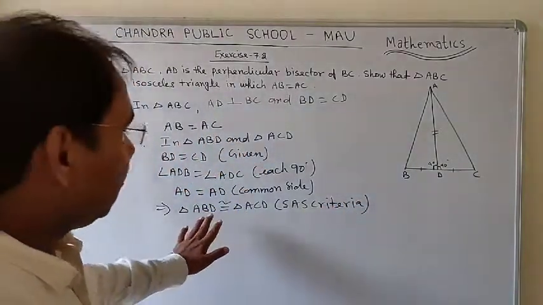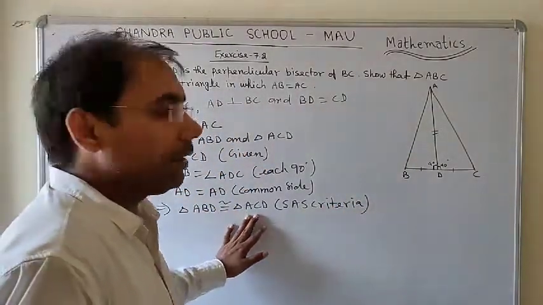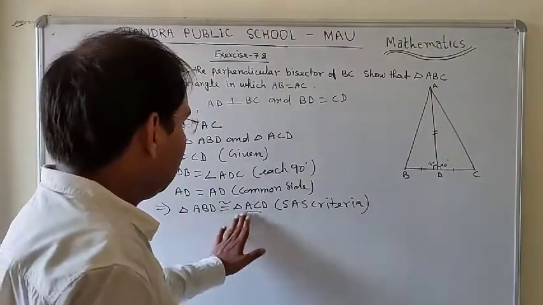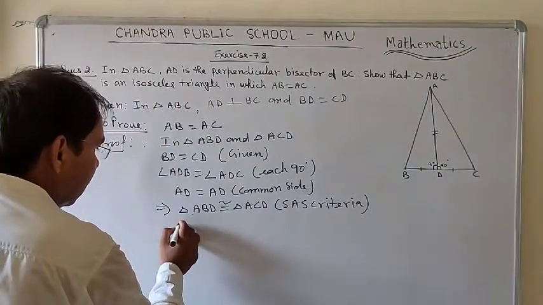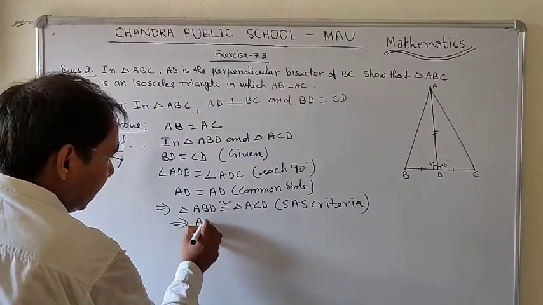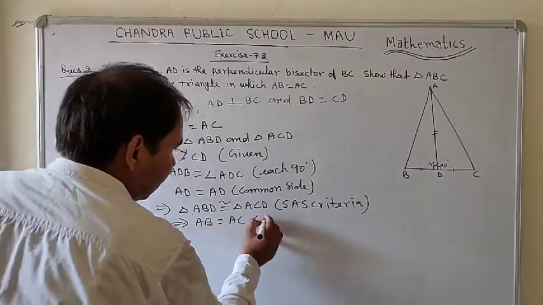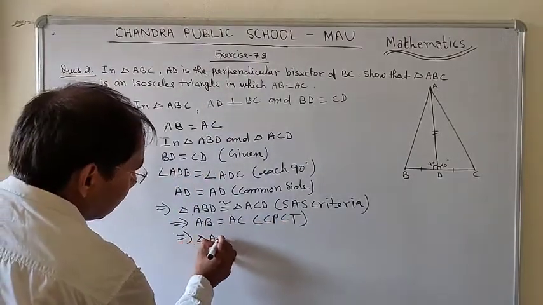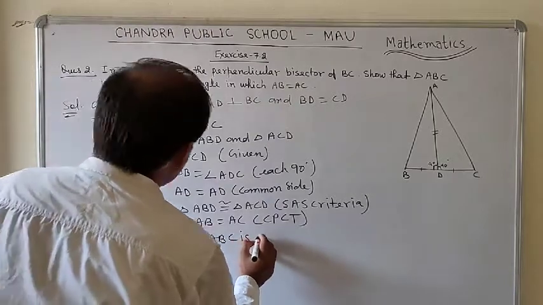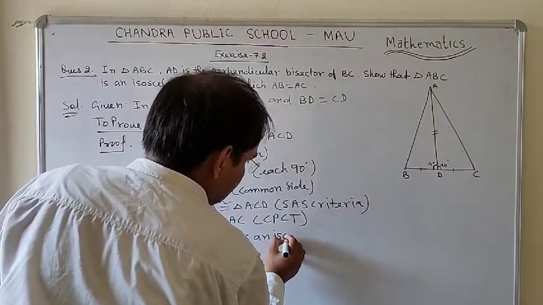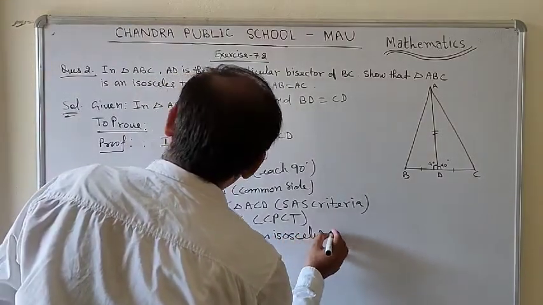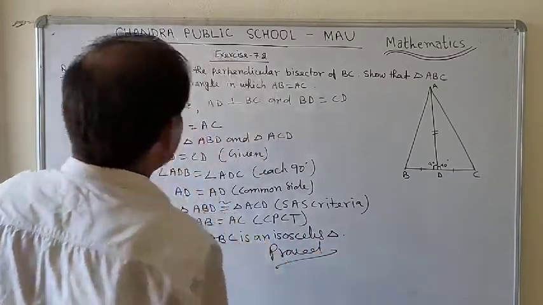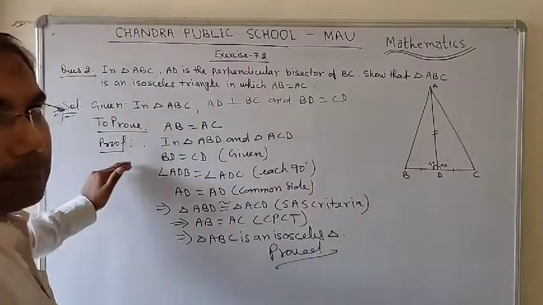If both the triangles are congruent, then by CPCT you can write AB equal to AC. So here it shows that AB equal to AC, that is CPCT. Here it shows that triangle ABC is an isosceles triangle, and it is proved. So this question is proved. That is question number 2.